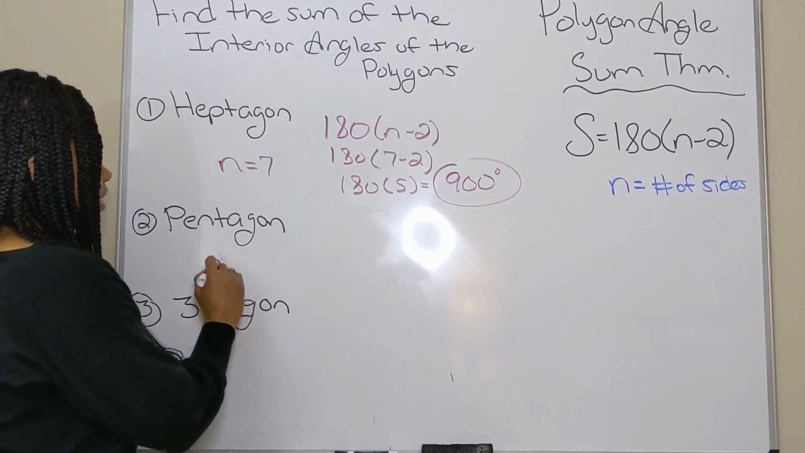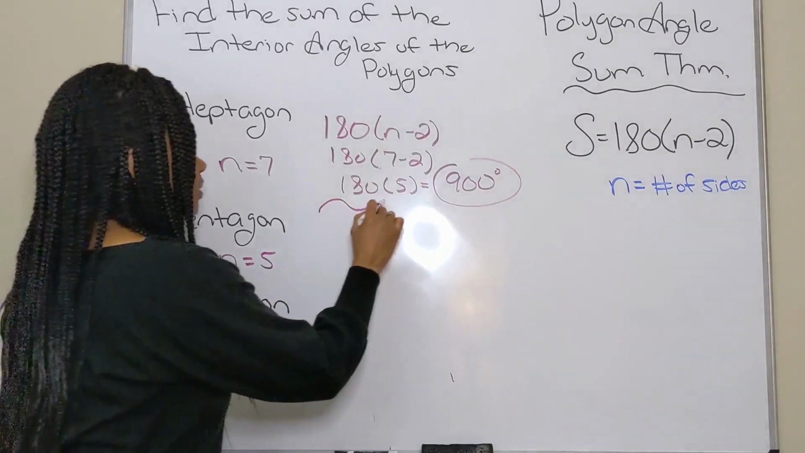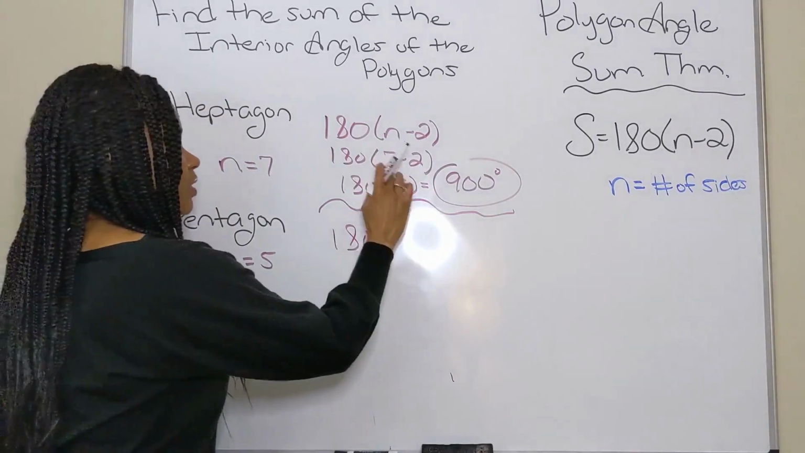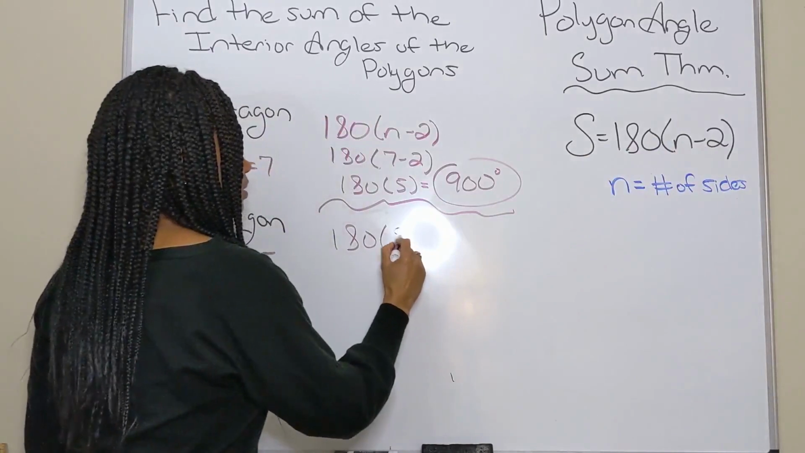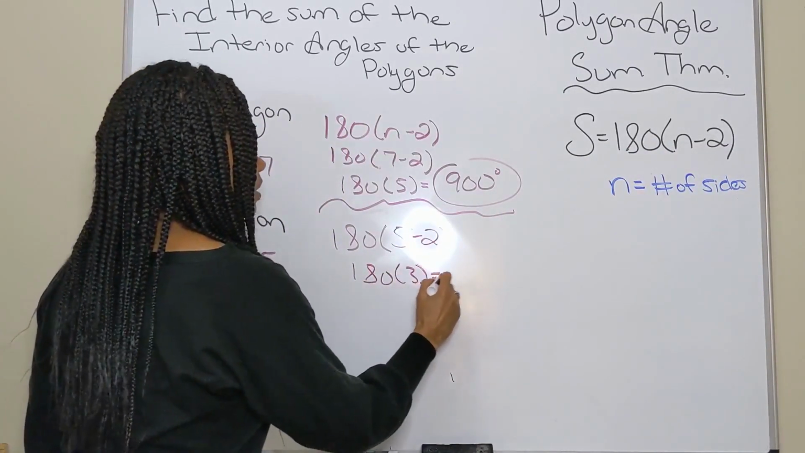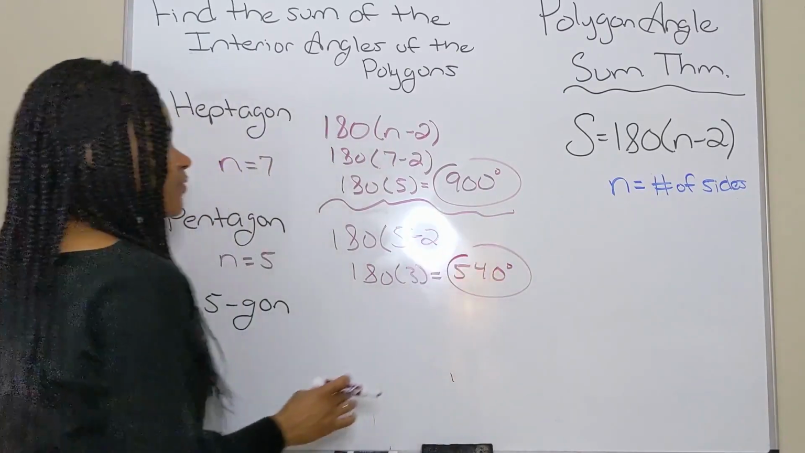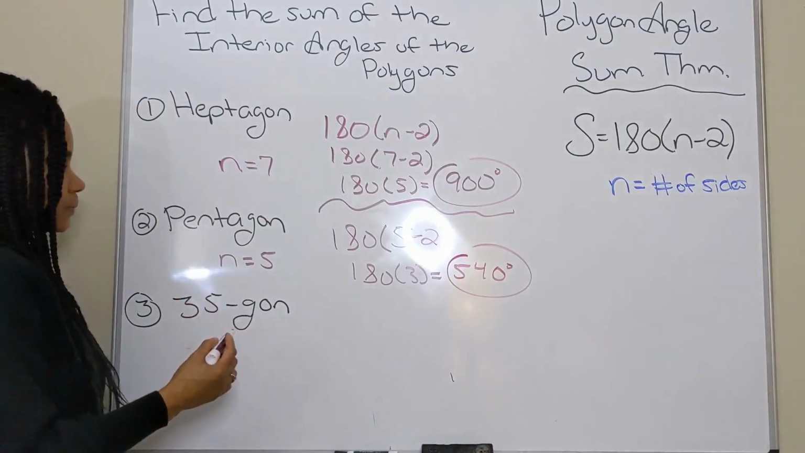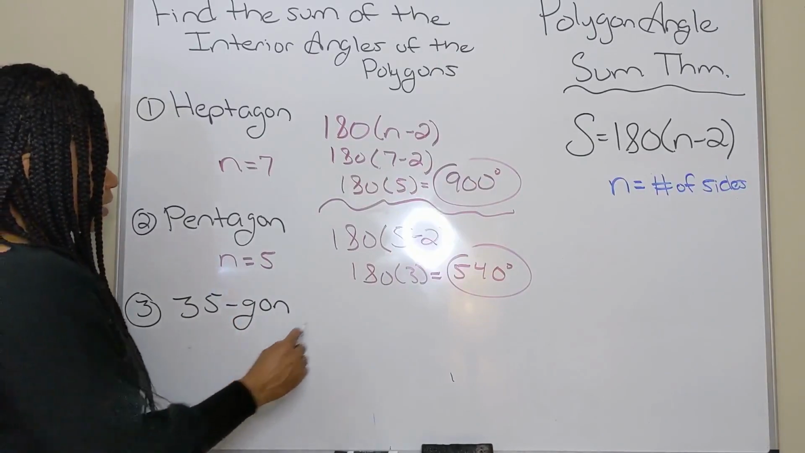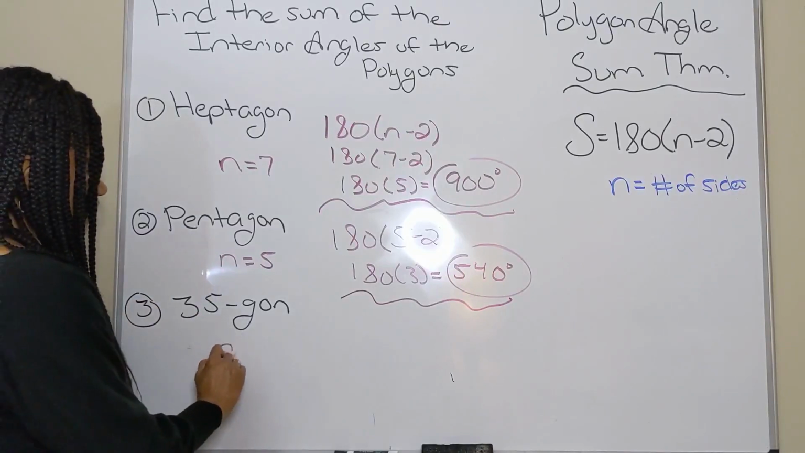Let's try this one. A pentagon has 5 sides, so I'm going to do the same thing. 180 times 5, I'm plugging in 5 for n, minus 2. 180 times 3, and that is 540. So in a pentagon, the sum of all of its interior angles is 540. And the last one here is a 35-gon, so of course it has 35 sides.